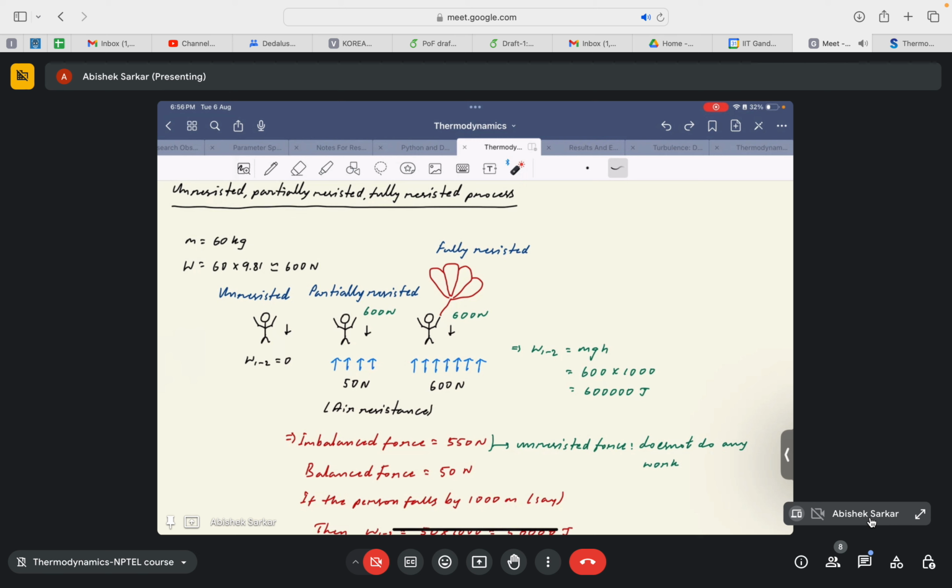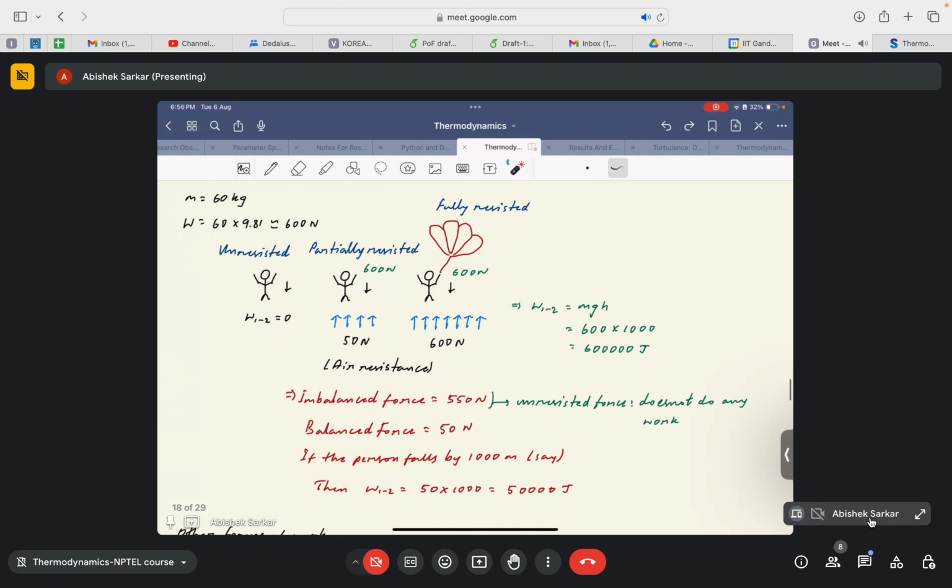So if we consider a case where the mass of this person is say 60 kg, then the weight of this person will be almost equal to 600 newton. Okay, just rounding it up to 600 newton. If we consider g to be 10, of course we are just saying that we are rounding up the weight of the person to 600 newton, just to simplify the calculations.